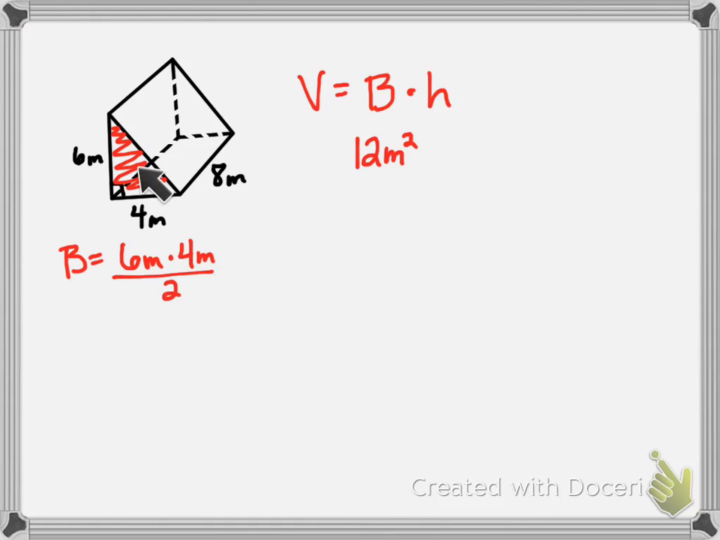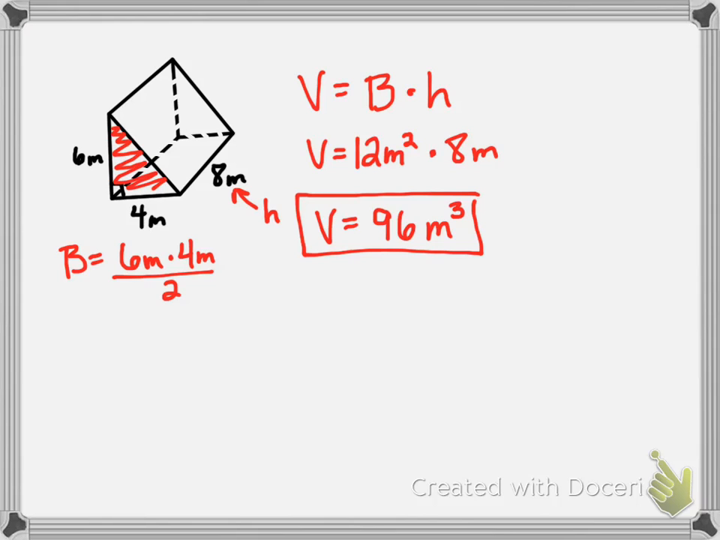And if the base is this edge here, this side here, excuse me, then that means the height must be the one perpendicular to it. So the height is 8 meters. So volume equals 12 meters squared times 8 meters. So now I can multiply and I get 96 meters cubed.